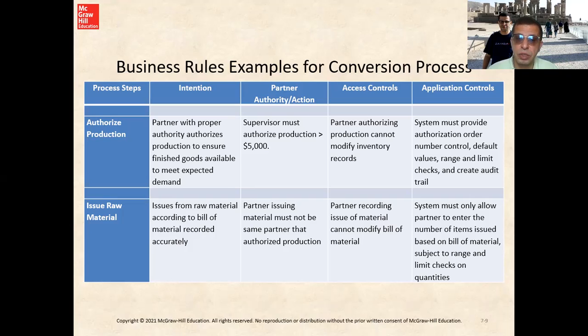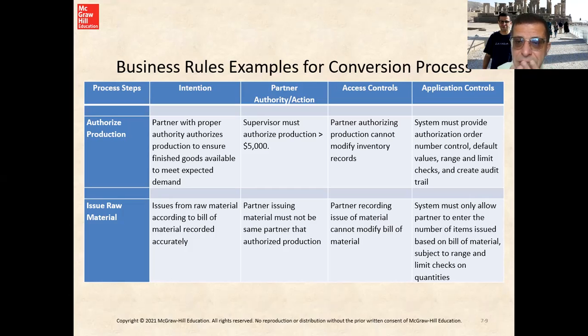Now, the second step is issuing raw materials. Issuing raw material according to the bill of material must be recorded accurately. You cannot just issue without the bill, which is done by the authorized partner. Now, the partner issuing materials in the authorization must not be the same partner doing the production, because those can be in the warehouse, and production has a different reason for producing, so they have to be separated.